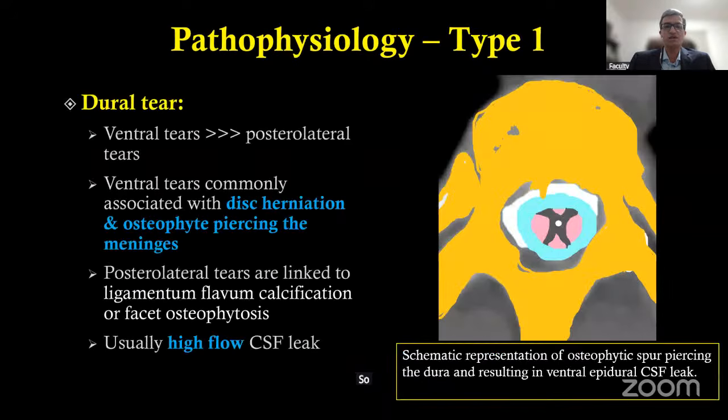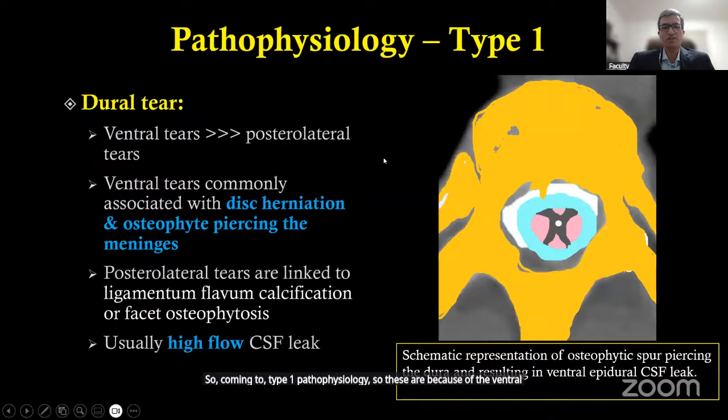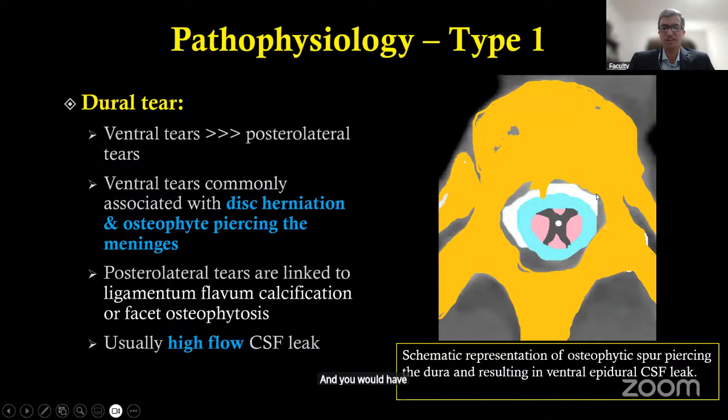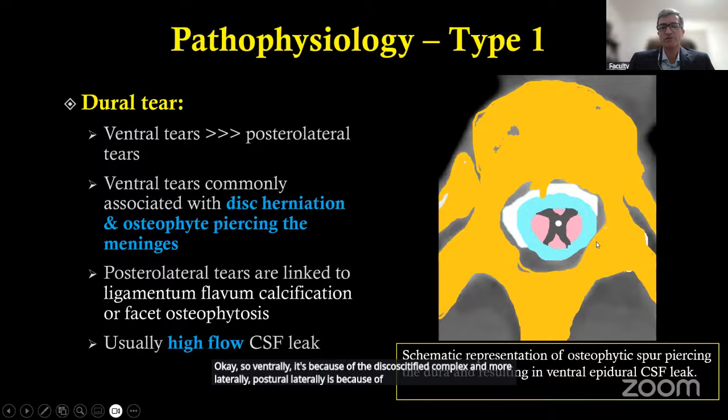So coming to type 1 pathophysiology. These are because of ventral tears, usually in the thoracic spine, where you have a disc osteophyte complex tearing into the thecal sac. This is called a high flow leak, and you would have an epidural CSF collection. Okay. So ventrally, it's because of the disc osteophyte complex, and more posterolaterally, it's because of ligamentum flavum ossification or facet osteophytes. And as I said, these constitute what's called a high flow CSF leak.